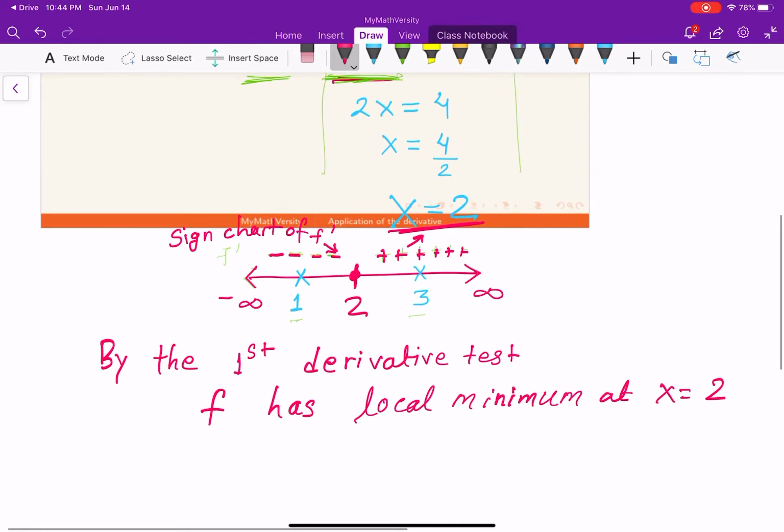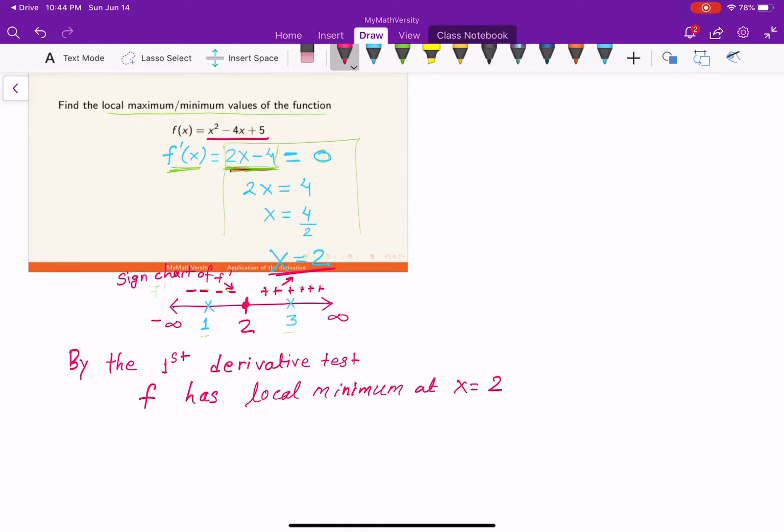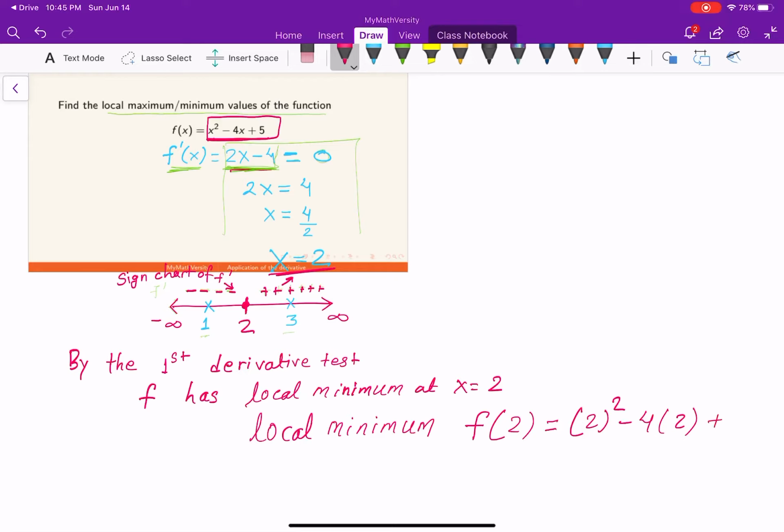All right, we figured out that the local minimum exists at x equal to 2, but what is the local minimum value? How do you compute the value of the function? We just evaluate f of 2. This is our function, so f of 2 will be 2 squared minus 4 times 2 plus 5. 2 squared is 4, 4 minus 8 is negative 4, and negative 4 plus 5 is 1. So 1 is the local minimum value of the function. I'll write that down here.